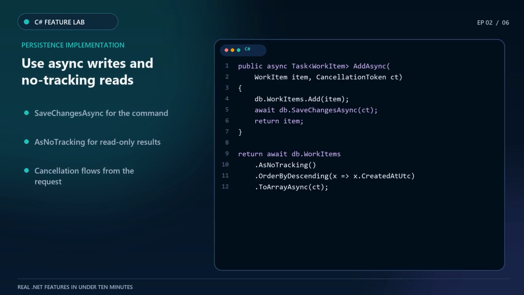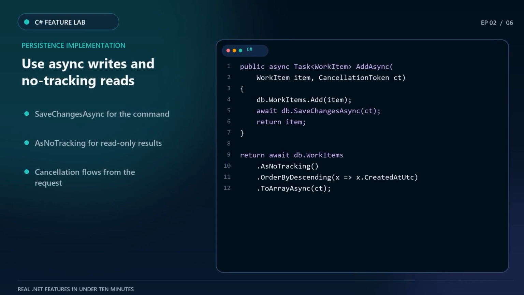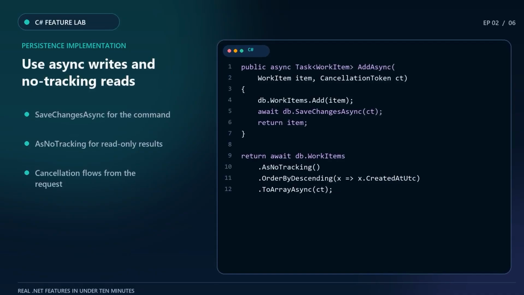The EF store keeps the same capability as episode 1 but becomes asynchronous. Adding an entity marks it for insertion, and SaveChangesAsync commits the unit of work. The list query uses AsNoTracking because the endpoint returns read-only response models and will not update those instances. Tracking every row would consume memory without helping this query. The cancellation token flows from ASP.NET Core into the database operation, allowing abandoned requests to stop work when the provider supports it. Do not add async keywords to CPU-only methods, but database I/O is exactly where asynchronous APIs protect server throughput.